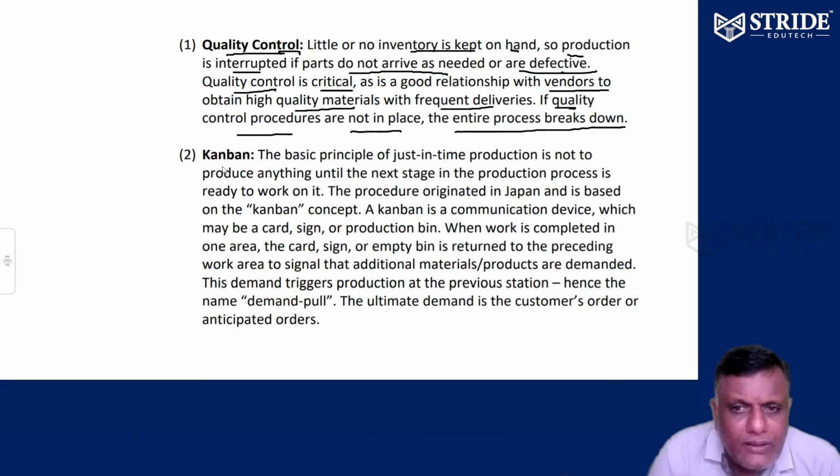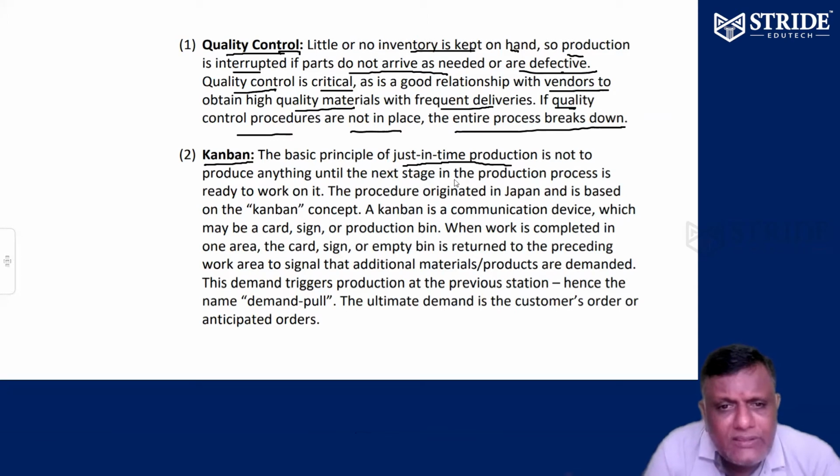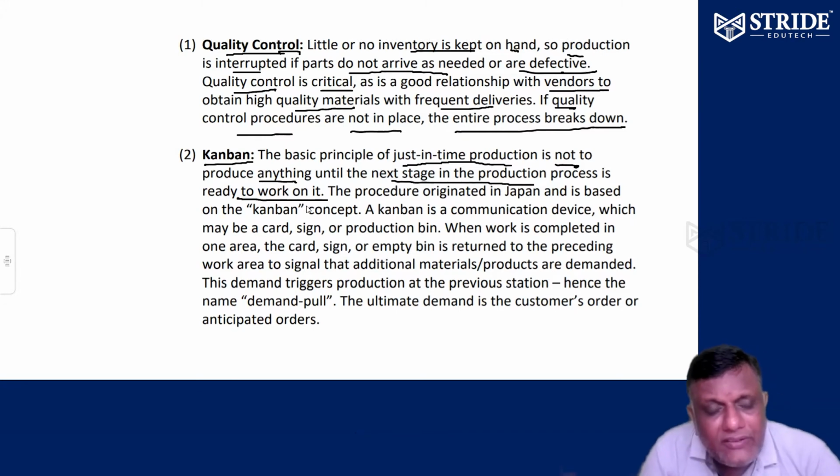The next theory is called Kanban theory. Kanban is a Japanese term, a technology term used in Japan for just in time production. The basic principle of just in time production is not to produce anything until the next stage of the production process is ready to work on it. So if there is a demand, pull it. Otherwise, don't go for production.